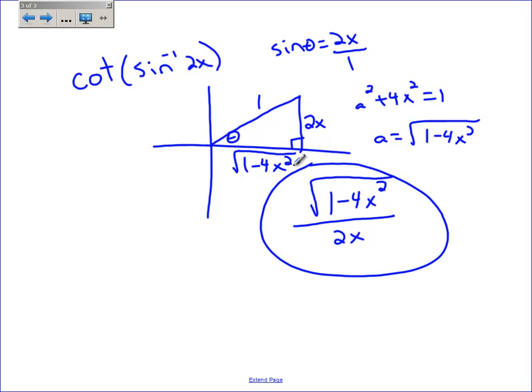Alright, so tomorrow in class we're going to try some of these where we've got, I guess right here we've got variables instead of just a fraction.